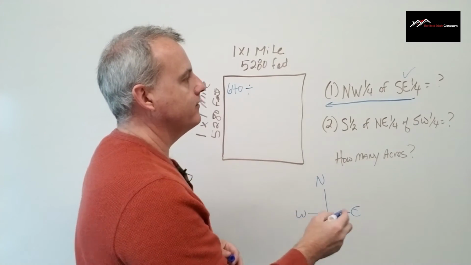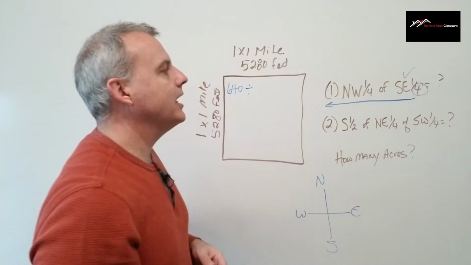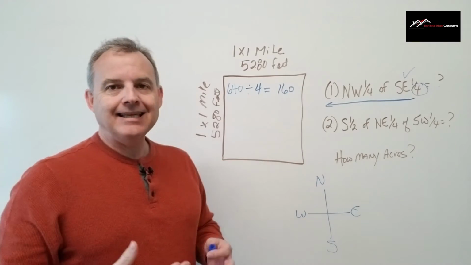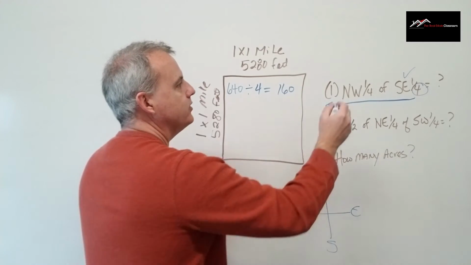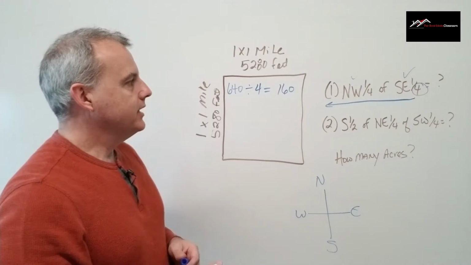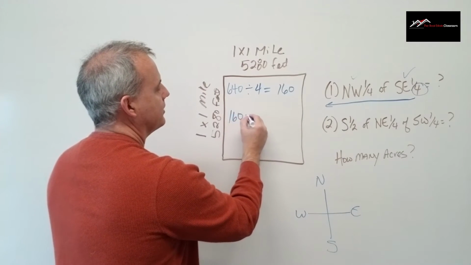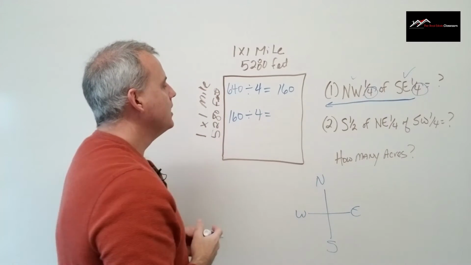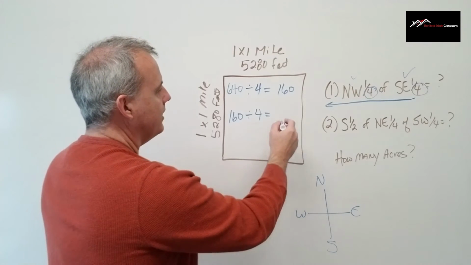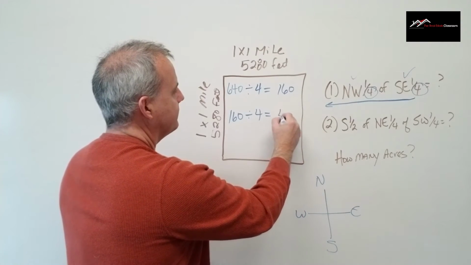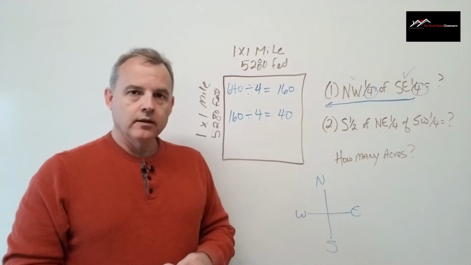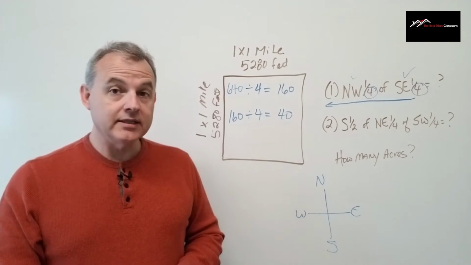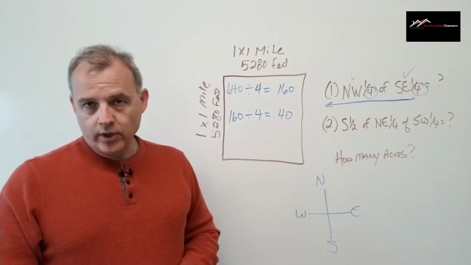We're going to divide 640 by our first denominator in the legal description, which is 4, and that gives us 160 acres. But we're not done yet. We have to do the second calculation in this legal description. So we take 160 acres and we divide that by our second denominator, which is 4 again, which gives us an answer of 40 acres. So the answer to this test question, the northwest quarter of the southeast quarter contains how many acres? Well, it contains 40 acres.